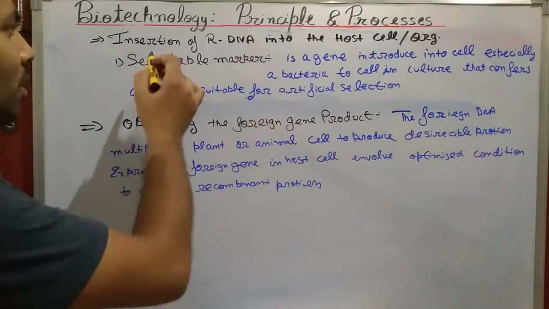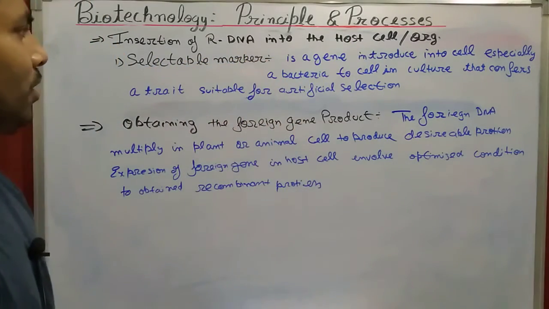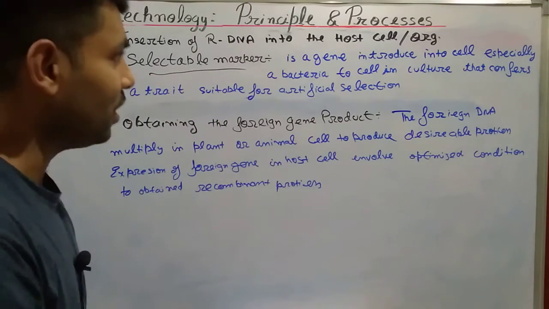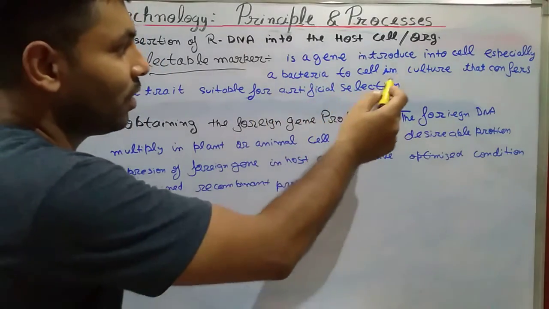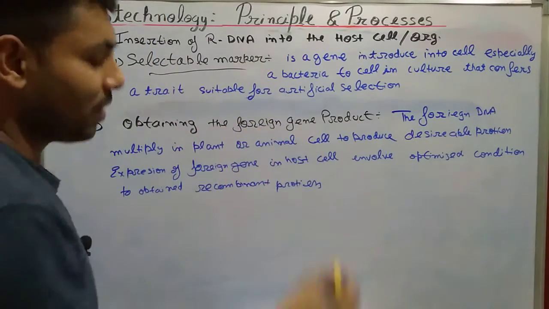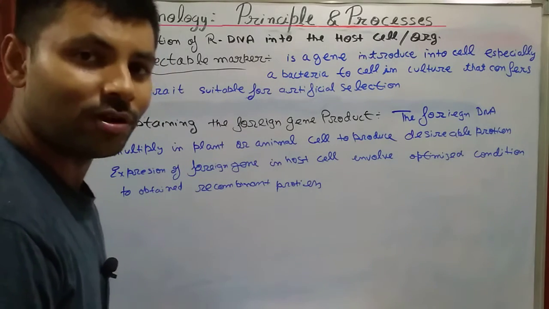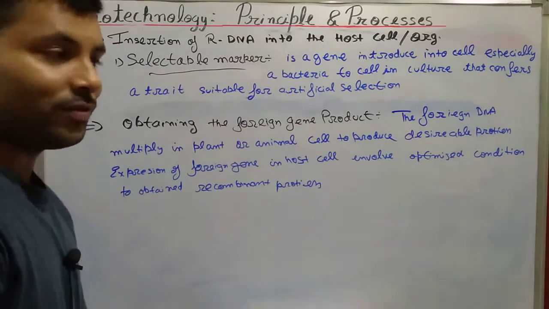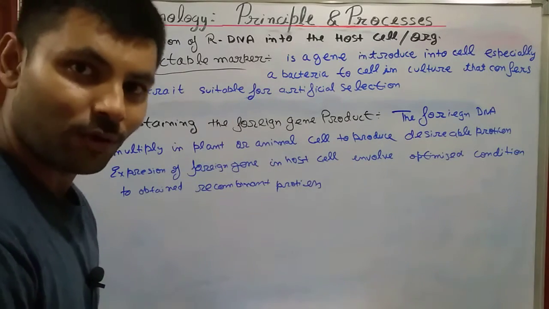Now see, insertion of our DNA into a host cell or organism. It is done by a selectable marker. What is a selectable marker? It is a gene introduced into a cell, especially a bacterium or a cell in culture, that confers a trait suitable for artificial selection. Simply, if the gene is introduced into the cell and cultured, we see whether the response is suitable for artificial selection or not. Okay, it is now clear.